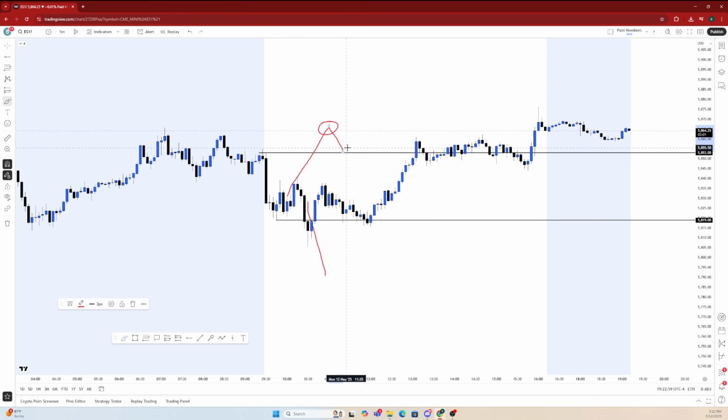Now, when we get that pullback, we are going to look for price to make this area support. If price can make this area support, confirming it with bullish price action and bullish volume, we will then look for a long entry to take price higher with a stop loss set right below this high point right here.